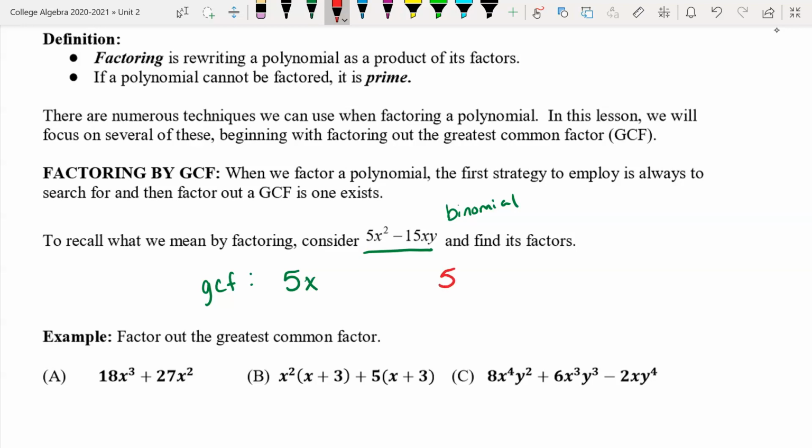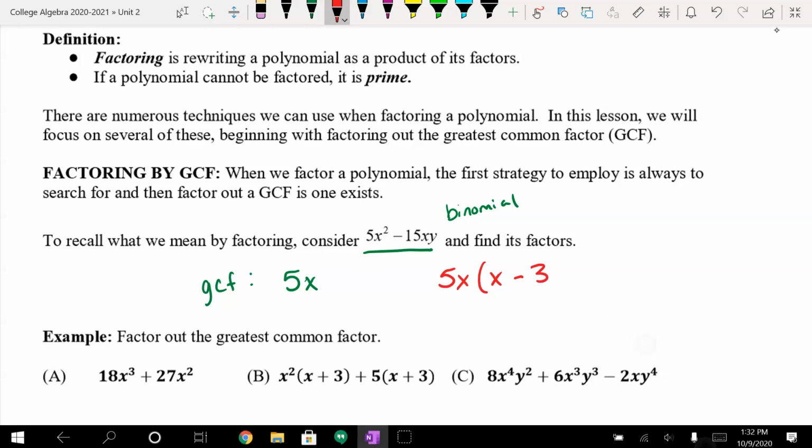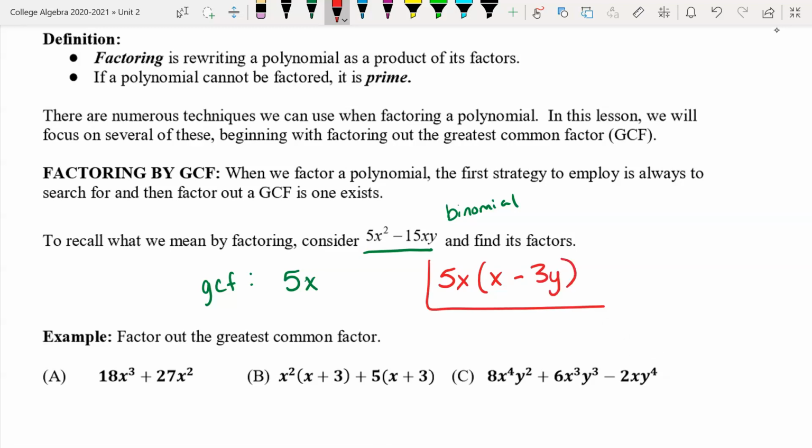When you factor, the 5x goes on the outside and then what's left over goes inside parentheses. So now I have an x left over. 5 times -3 will give me -15. I've already got the 1x, but I need to add the y in there. And that is factoring out the GCF, which is always our first step when we factor anyways.